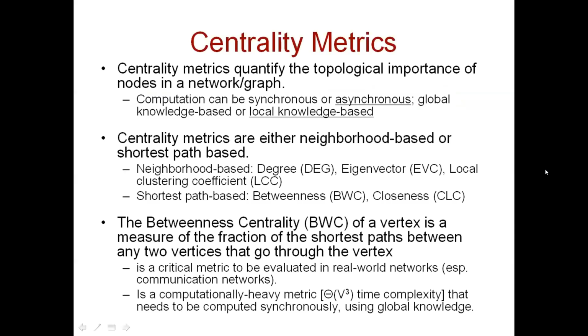Centrality metrics basically quantify the topological importance of the nodes, which we also call vertices, in a graph or network. The computation of centrality metrics can be synchronous or asynchronous. That means if I want to know the centrality metric for one particular vertex, can I determine it just for that vertex, or for every other vertex in the graph? If you can determine it for just that one vertex, it's called asynchronous. And if even for one vertex you have to compute for all the vertices together, it's called synchronous. The algorithms to determine centrality metrics could be based on either the global knowledge of the network or the local knowledge.